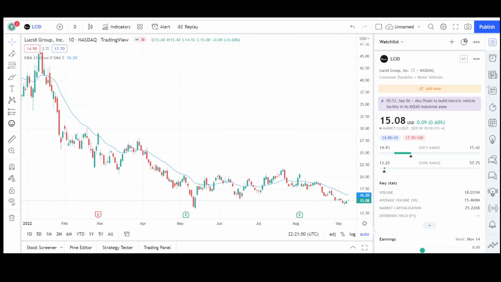What's up, traders? This is Vee Trades, and today I'll be doing a technical analysis breakdown for Lucid Group with the ticker symbol LCID.